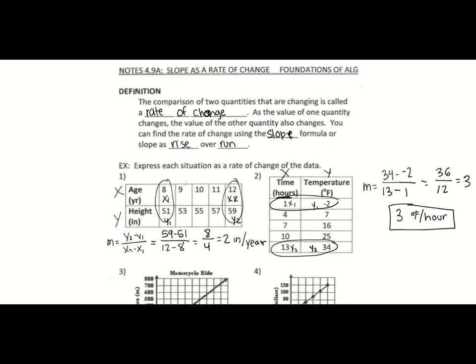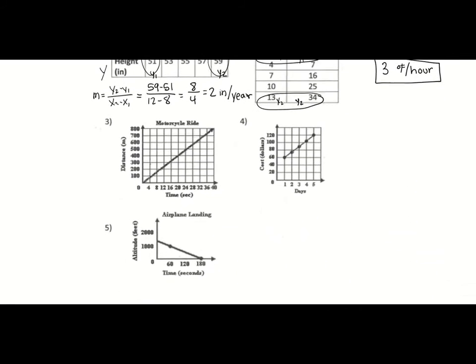Okay, let's look at the next example. This time we have a graph, and we see that as time goes up, as time gets bigger, the distance that a person is riding their motorcycle gets further. So that makes sense, right? The more time someone spends riding their motorcycle, the further away they're going to get. So if we want to figure out how many meters they're going per second, we have to find the slope of this line. And to do that, we're going to find 2 points on that line.